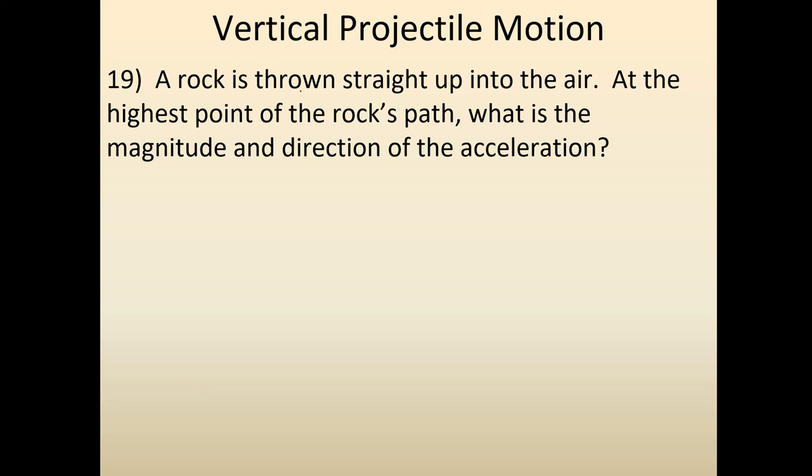Alright, so we have a rock that's thrown straight up. They say at the highest point of the rock's path, they want the magnitude and direction of the acceleration. Well, at every moment when the ball is in the air, it is being pulled down, caused by gravity, with an acceleration of negative 9.8 meters per second squared. So the answer is 9.8 meters per second squared down. That is the direction.